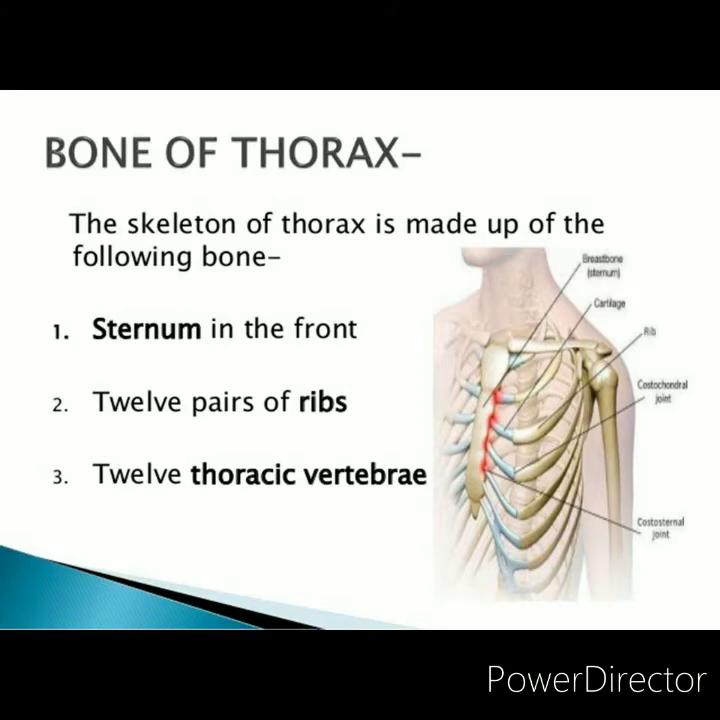Sternum you can find in the middle of our chest, and the sternum is joined with the ribs. We are having 12 pairs of ribs, 12 for each side, 12 into 2, that is 24 ribs we are having in our chest. And 12 thoracic vertebrae, you can find them in the spine. So these are the bones which are adjoining with our chest: sternum, 12 pairs of ribs and 12 thoracic vertebrae. We'll study in detail in the next slide.